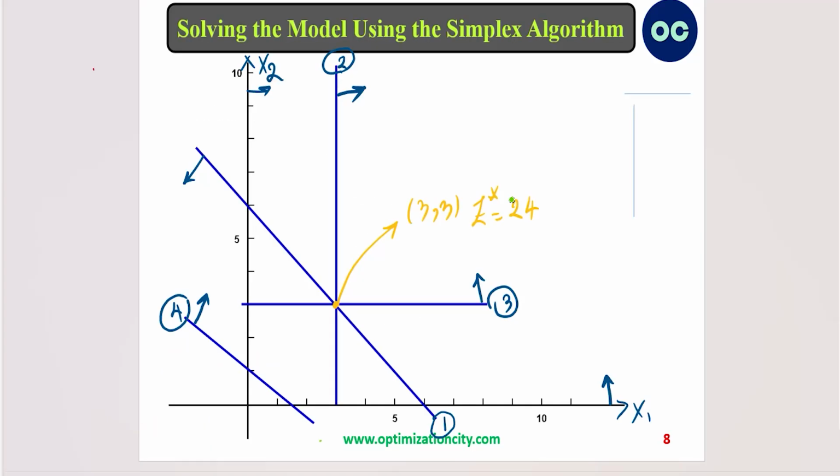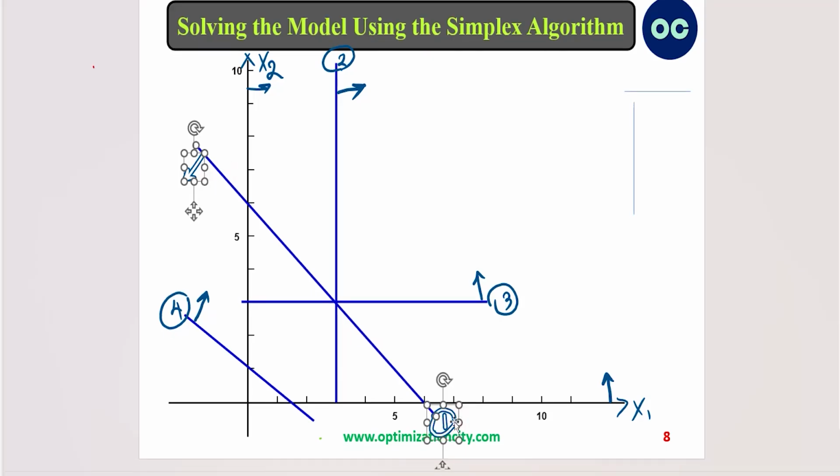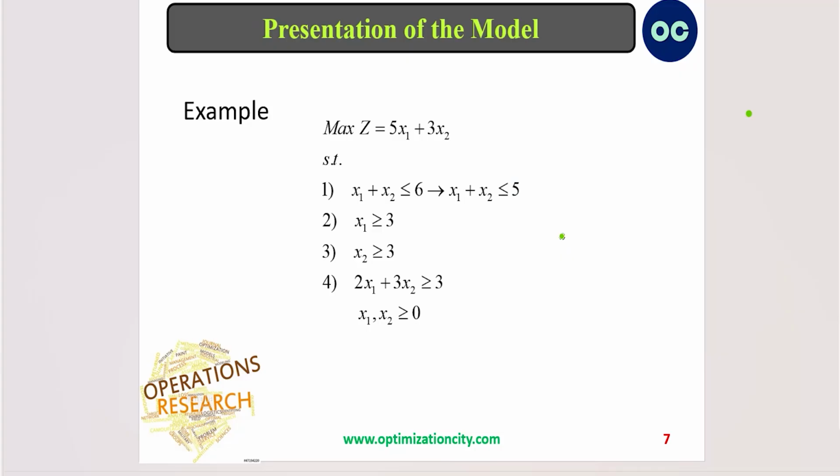When we plot the constraint, only the first constraint changes. The new line is drawn using 2 points, 5, 0, and 0, 5.